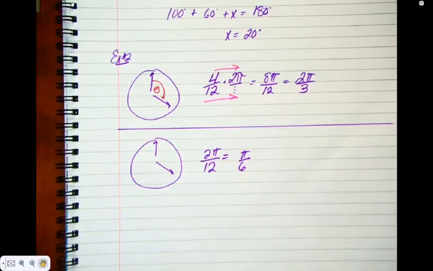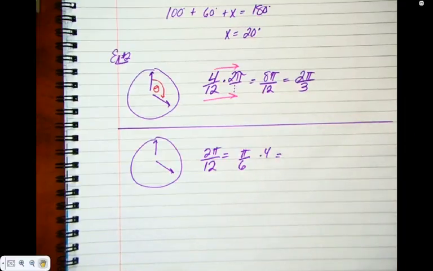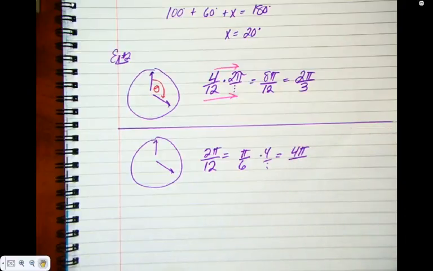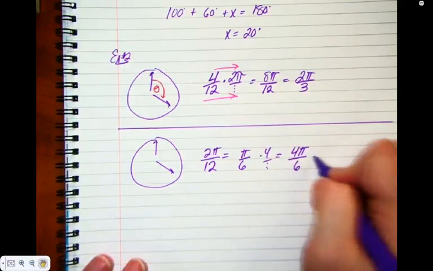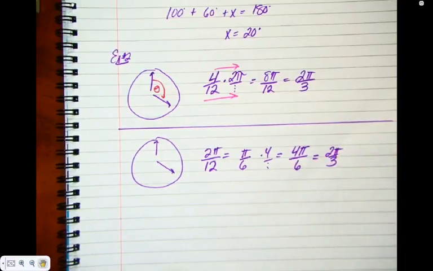How many sections do we want at 4 o'clock? So if each 5-minute section is pi on 6, how many 5-minute sections are there between the 12 and the 4? So we want 4 of them. How do I multiply fractions? Top times top, bottom times bottom. Pi times 4. 6 times 1. Reduce the fraction. 2 pi on 3. A different way to look at the exact same question got us the same answer in the end.